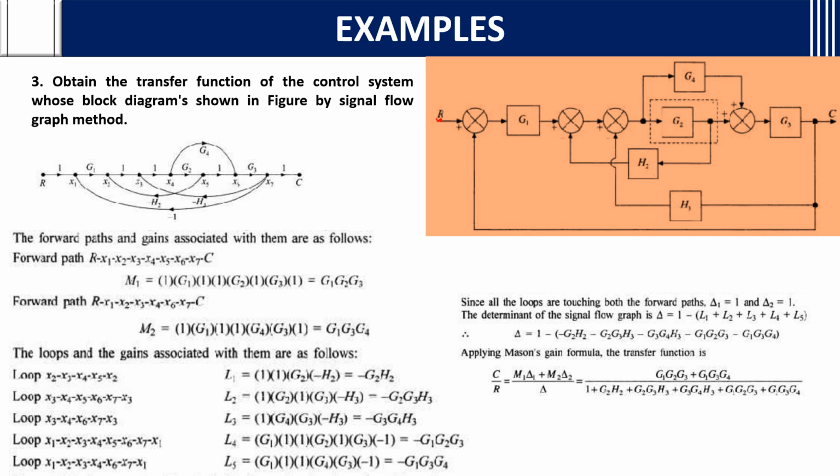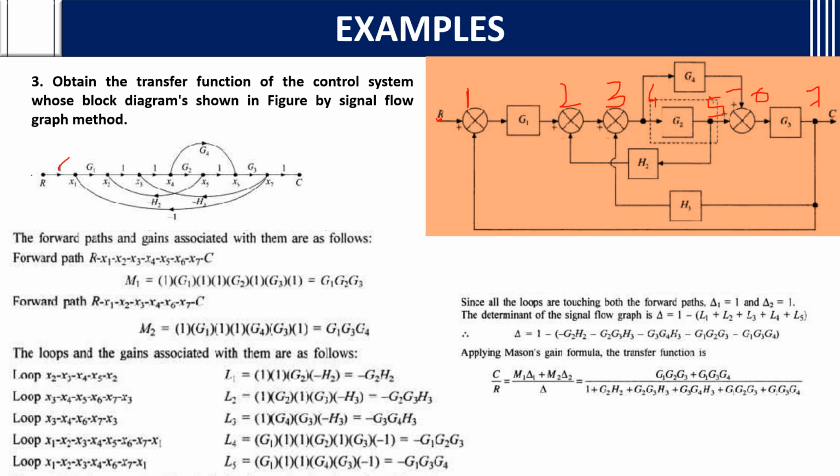Then this will be the first point, this will be the second point, this will be x3, x4, x5, x6, and x7. And the final point is C. Okay. If you see from R to x1, is there something? No. So 1 is the gain.